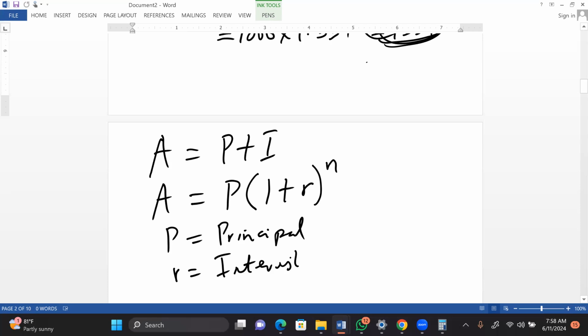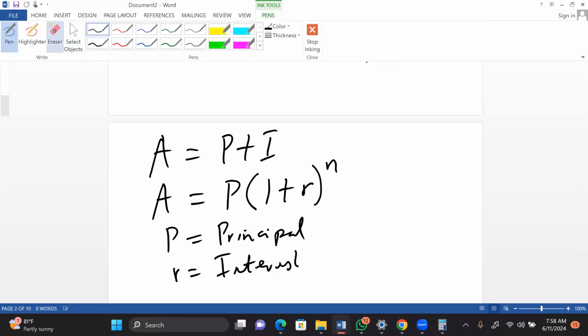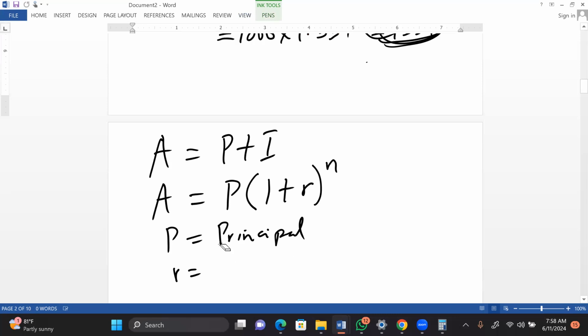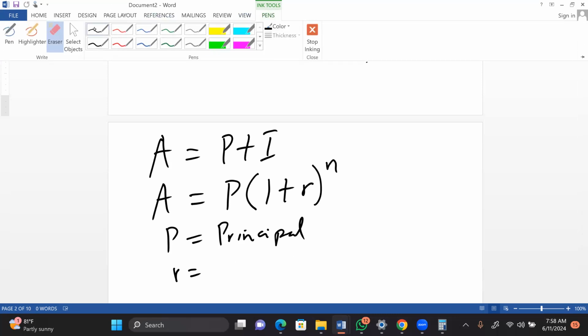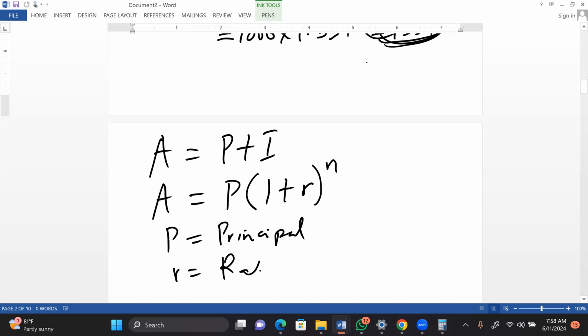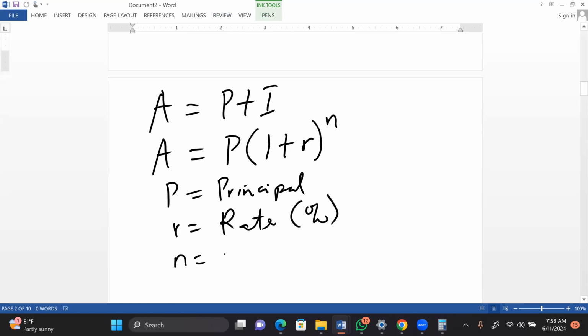R is the rate, that is the rate in percentage, which is always in percentage. Then N is the number of years given. N is the number of years. All right.